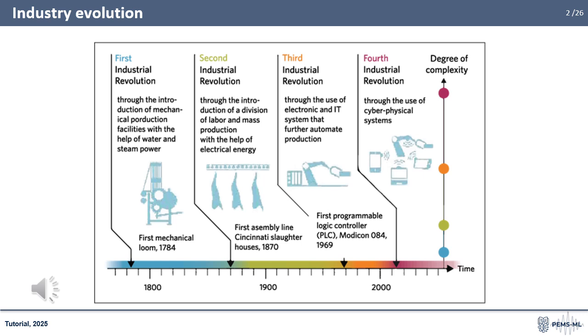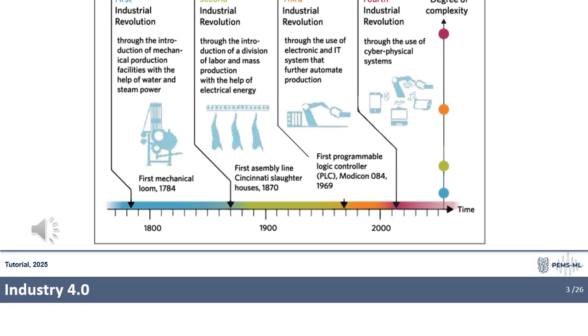The third industrial revolution is related to the introduction of electronics and IT systems into industry. One iconic event associated with this revolution is the use of the first programmable logic controller in 1969. Finally, the fourth industrial revolution started in the early 2010s. This revolution is associated with the use of cyber-physical systems.